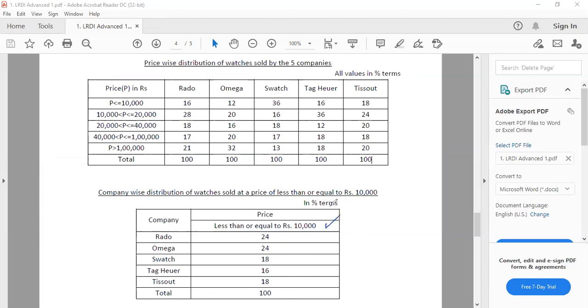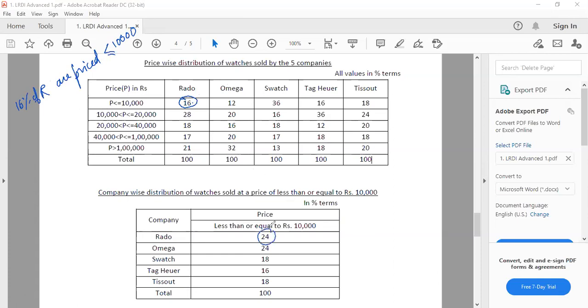Now my target is to somehow link the two graphs, the two tables. Somehow link the two tables. Now how do I do that? So look at this number. What is this? This 16 refers to 16% of Rado are priced less than or equal to 10,000.